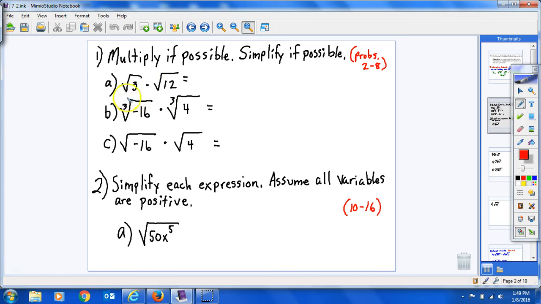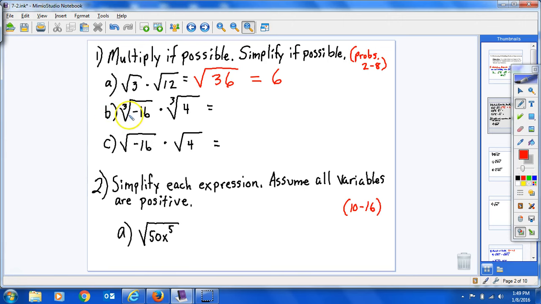Taking a look at letter A, we notice that the roots, or the indices, are the same, so that checks out. Both of these radicals represent real numbers, so we're good to go as far as multiplying these two radicals together. If we do, we just do the square root of 3 times 12, which is 36. Then we recognize that 36 is a perfect square, and the square root of 36 is 6.